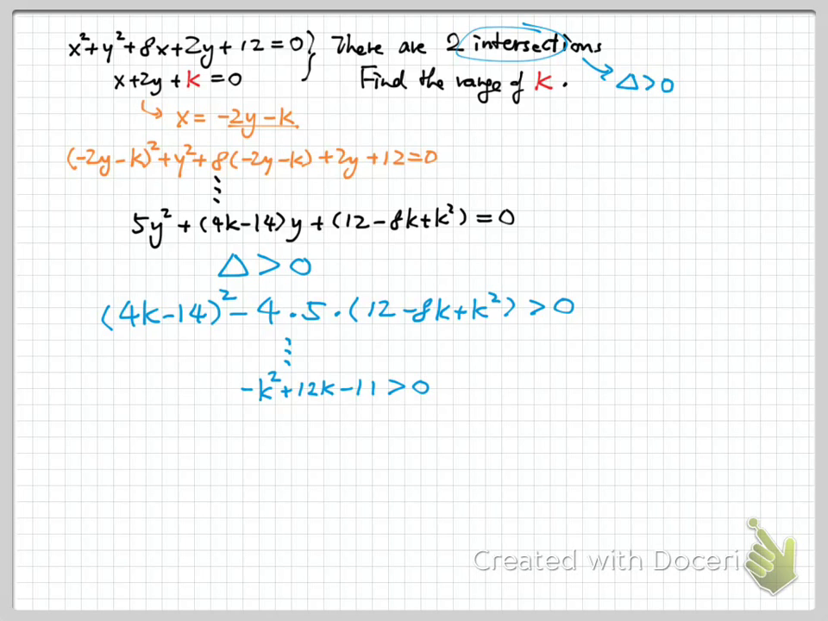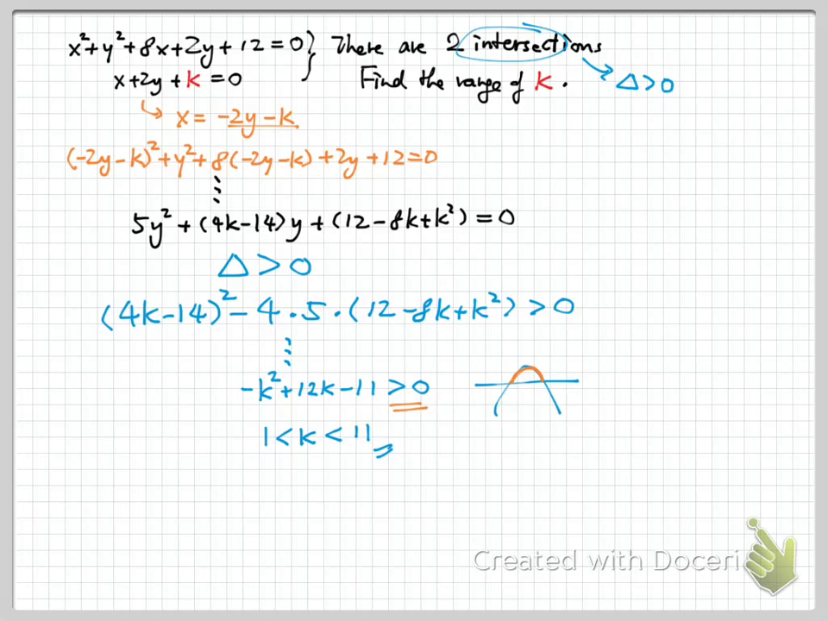So this is a quadratic inequality. The roots are 1 and 11. It's negative, so it opens downwards. You want the part that is greater than 0. So the answer is k lies between 1 and 11. So this is the answer to this question.